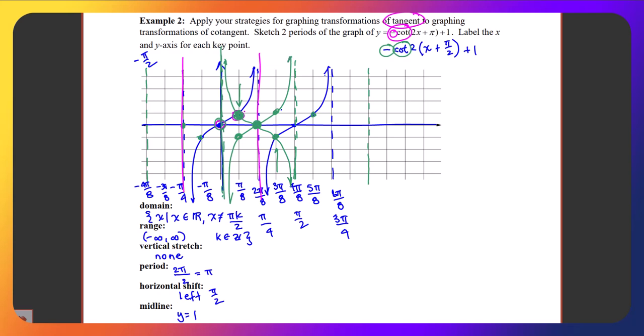Okay? And so if I want to draw another period for that cotangent that's been flipped, I can go back to the left 4 boxes. And so 1, 2, 3, 4, here's an asymptote. And then we have this point down here, here, and here. And here's our cotangent graph that has been flipped.